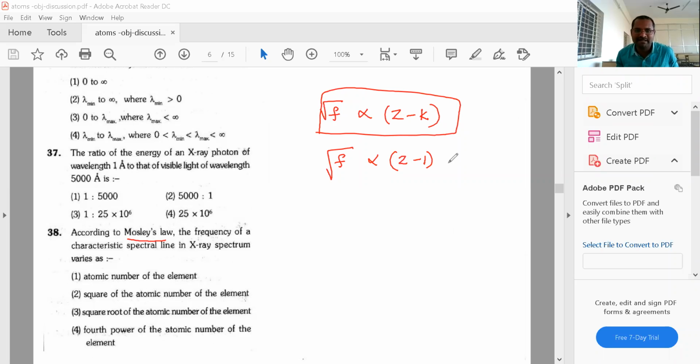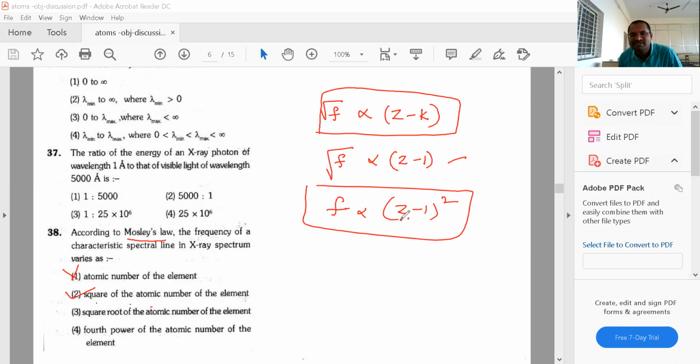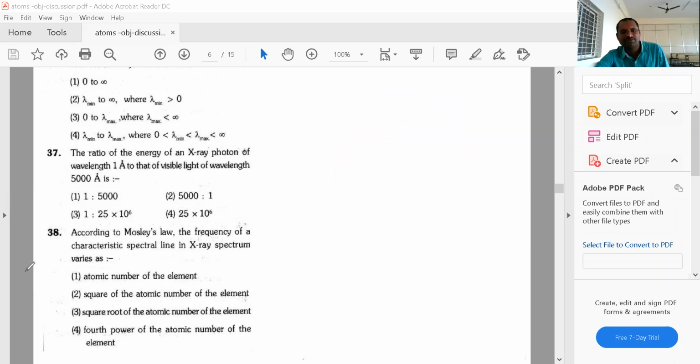This is mostly a statement. Frequency of characteristic X-ray line spectrum varies as atomic number of element, wrong. Square of atomic number of element, it is correct. Root f is Z minus 1, then f is proportional to (Z minus 1) squared. Frequency varies as the square of Z. Square root of atomic number, wrong. Fourth power also wrong. Option 2 is the only right answer. Remember, these types of questions are easy to score. So 38 is over. Option 2. Next.